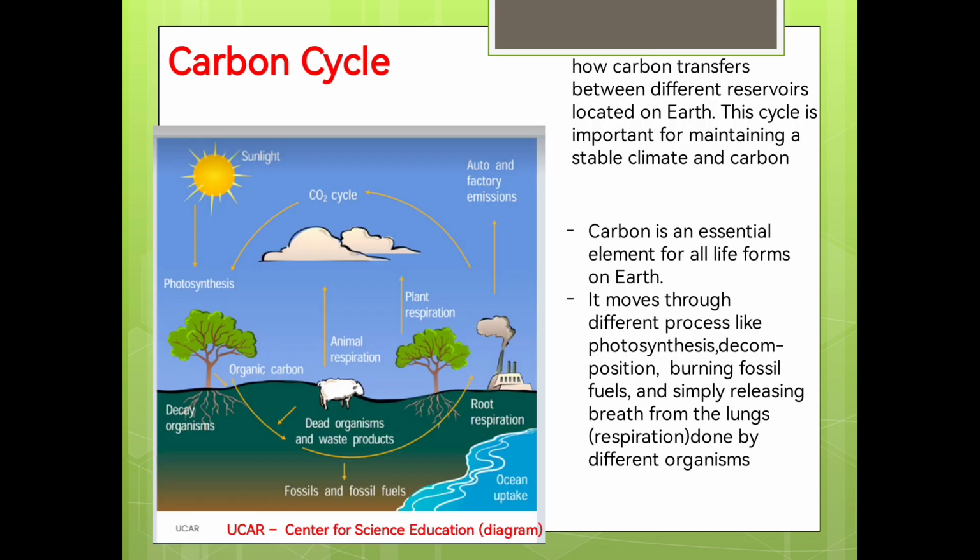So let's shortly discuss the carbon cycle. This diagram is copied from UCAR, the Center for Science Education, which has a simple diagram of the carbon cycle. I will try my best to explain it to you as simply as possible. The carbon cycle explains how carbon transfers between different reservoirs located on Earth. And this cycle is very important for maintaining a stable climate and carbon.